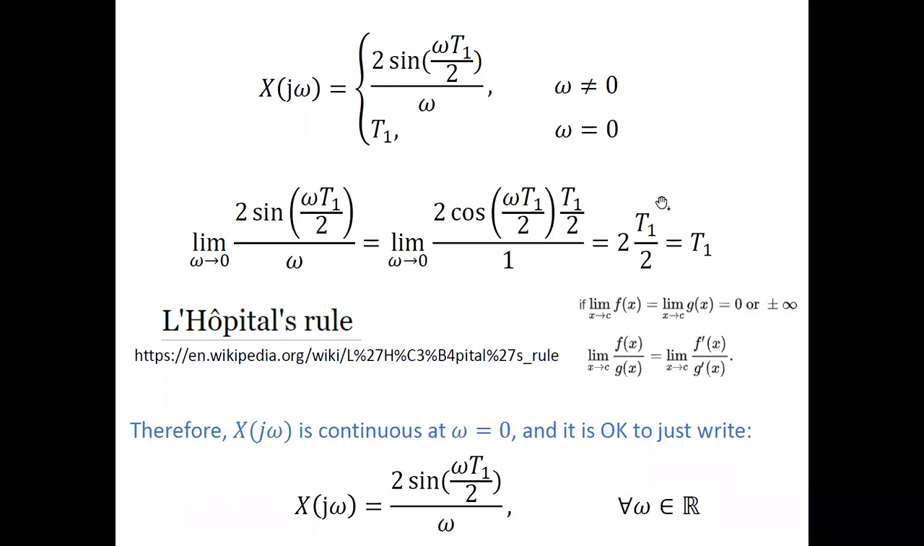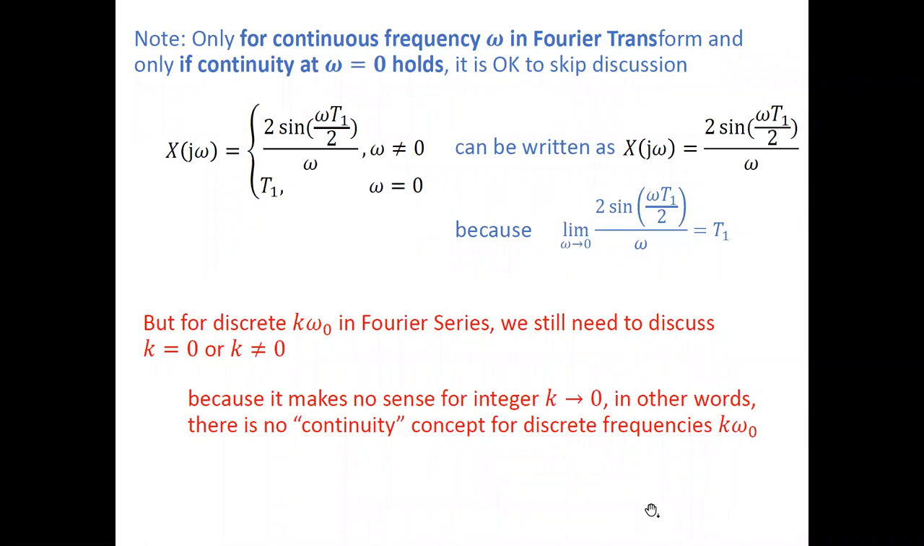So the conclusion is, for the case omega equals zero, as well as when it approaches zero, infinitely close, the expression is the same as the second case. So it is okay to write X(j omega) in a more concise form, just write it as the expression in the first line for all omega, regardless of whether it's zero or not. That's one option for you to make your result look more concise. But be careful when you apply this simplification.